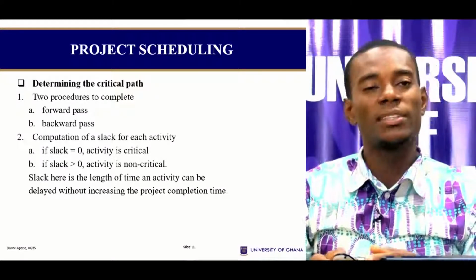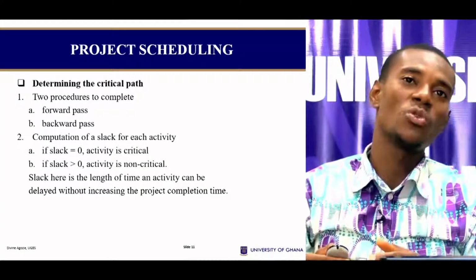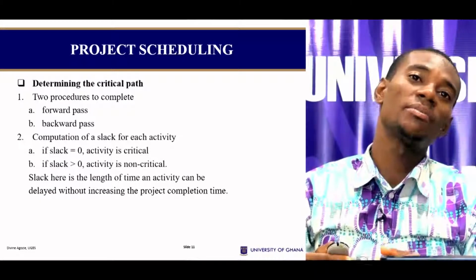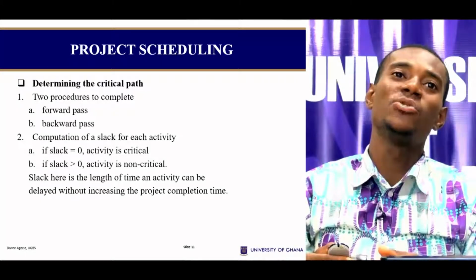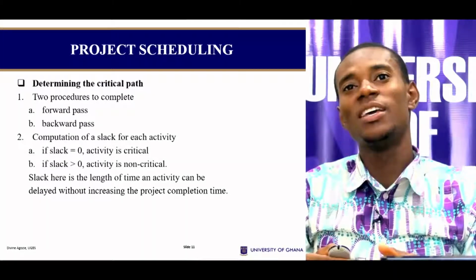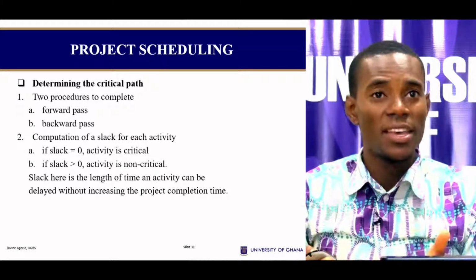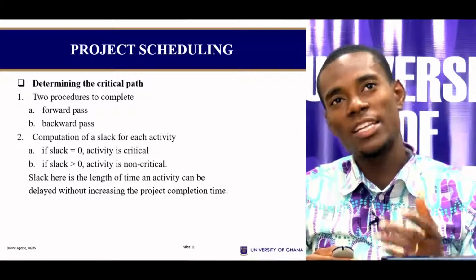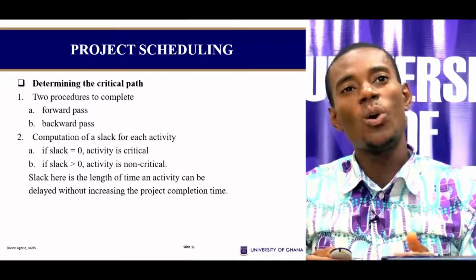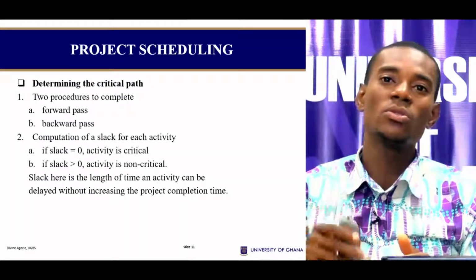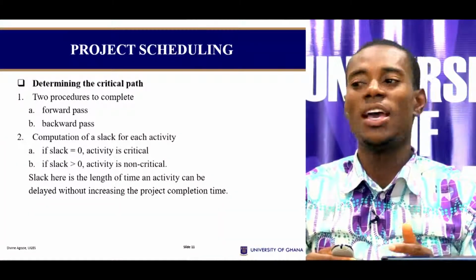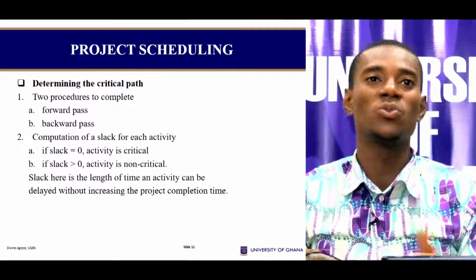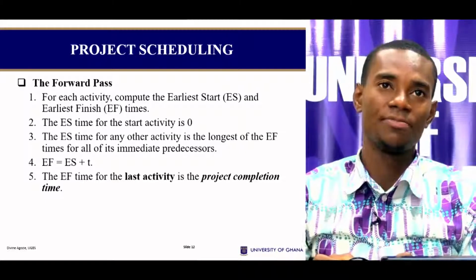And then we also look at some other terms which we call the slacks. Now, slacks we could refer to as surplus times. So if you have a slack time of 0, it means that activity has no time to spare, and so you cannot afford to delay that activity. By the time we are done with this concept, all activities with slacks of 0 are those that we refer to as critical activities, and those with positive slack values other than 0 are those we call non-critical activities.